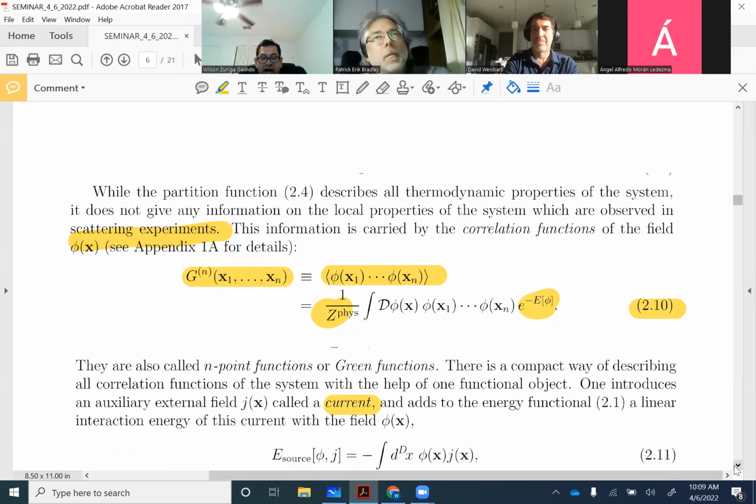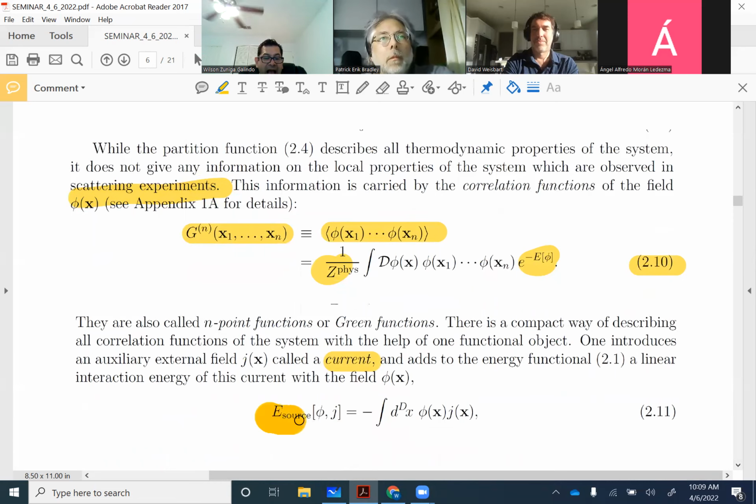So now we define a new energy functional we call source. And this is the definition of this energy functional. It is basically the inner product of the field with respect to the current. Here we are assuming that n is 1. We are working just with one field, okay?